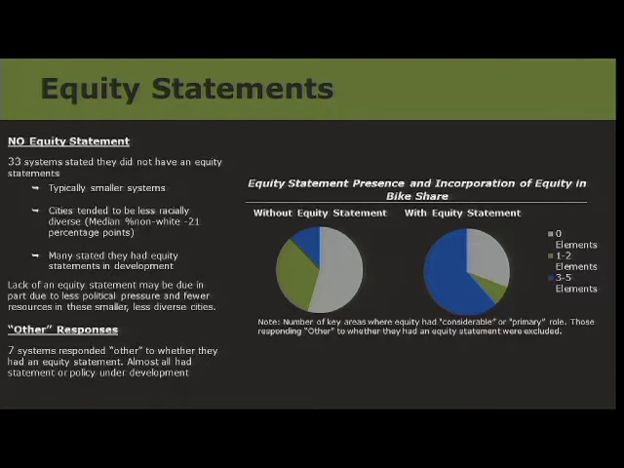So you can see that having this chart here is showing you this difference between having an equity statement and not having an equity statement. So you can see that those that have equity statements were incorporating equity in many more pieces of their bike share system. So you have almost 60% of those that have equity statements had incorporated it in 3 to 5 elements of their system, whereas it's almost the flip side on those without equity statements not incorporating equity throughout their systems.